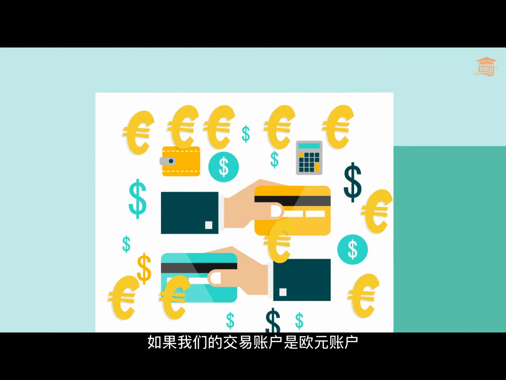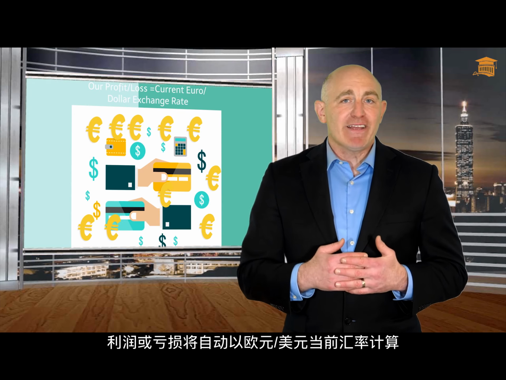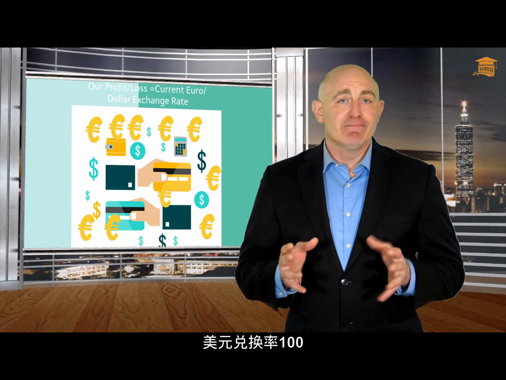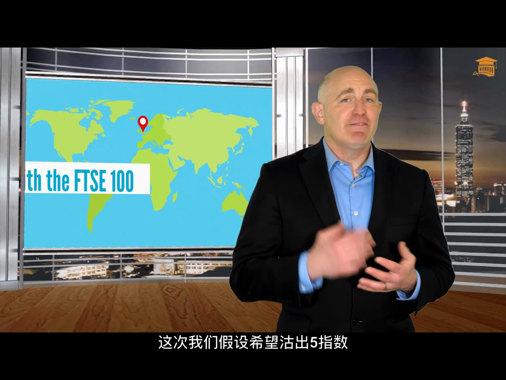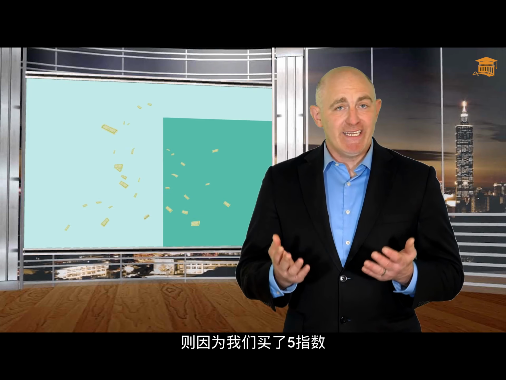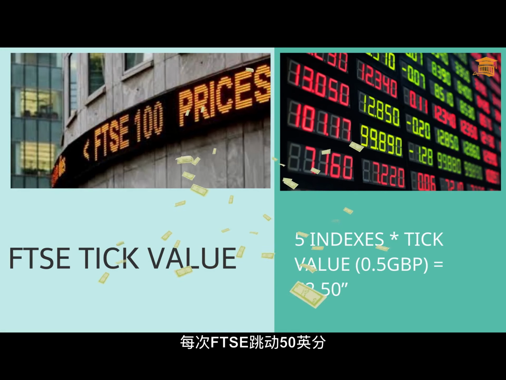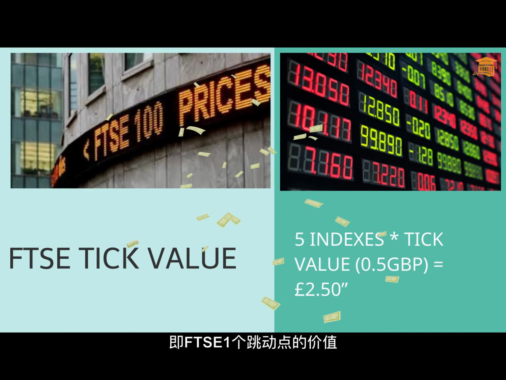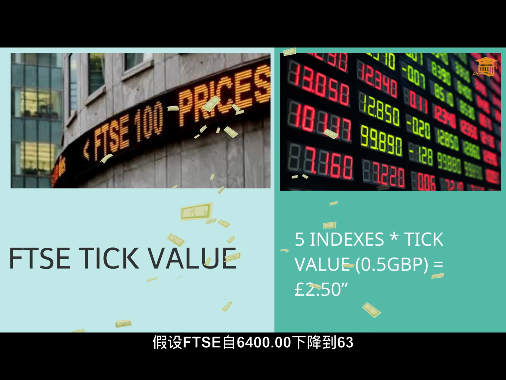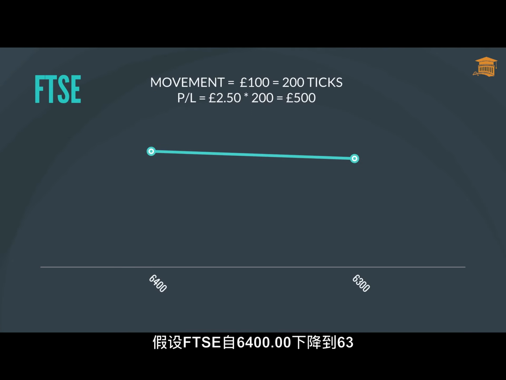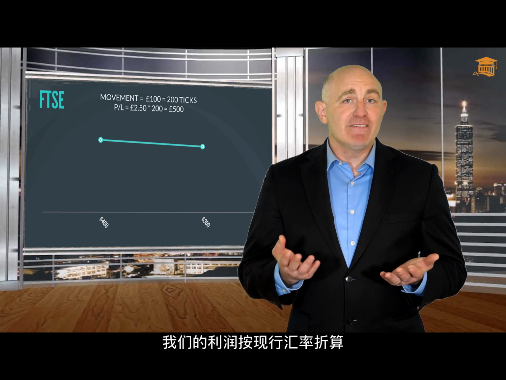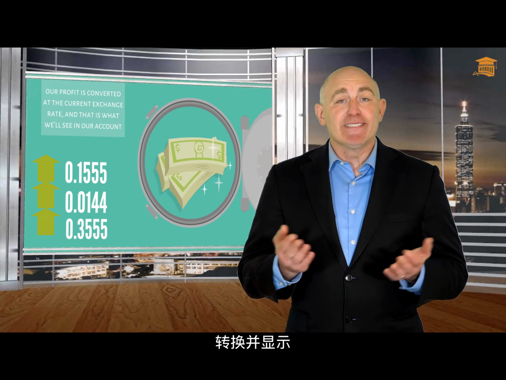If we have a euro trading account, our profit or loss will automatically be calculated at the current EUR dollar exchange rate. The FTSE 100, this time, let's say we wanted to short sell 5 FTSE indexes. Our calculation will be as follows. 5 indexes times 0.5, which is a tick, equals £2.50. And every time the FTSE moves 50 UK cents, the value of a FTSE tick, we will gain or lose £2.50 since we bought 5 indexes. So say the FTSE moved from 6,400 to 6,300. We would make £500. Again, if we have a euro or US dollar platform, our profit is converted at the current exchange rate, and that's what we'll see in our account.